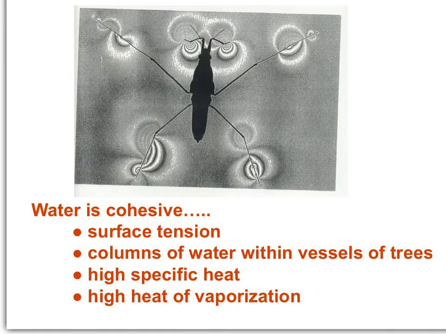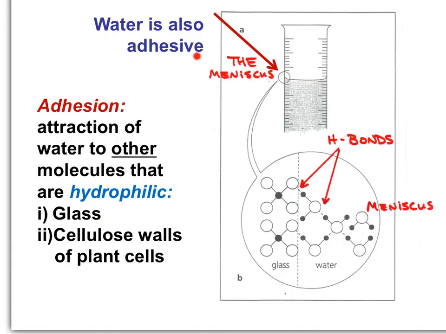Water is cohesive because of its hydrogen bonds. The properties of water that emerge from its hydrogen bonds are surface tension, columns of water within vessels of trees, high specific heat of water, and the high heat of vaporization of water. In this photograph, we can see a water strider sitting on the surface of water. Hydrogen bonds and the cohesive forces that hold water together allow this insect to remain on the surface, a property known as surface tension.